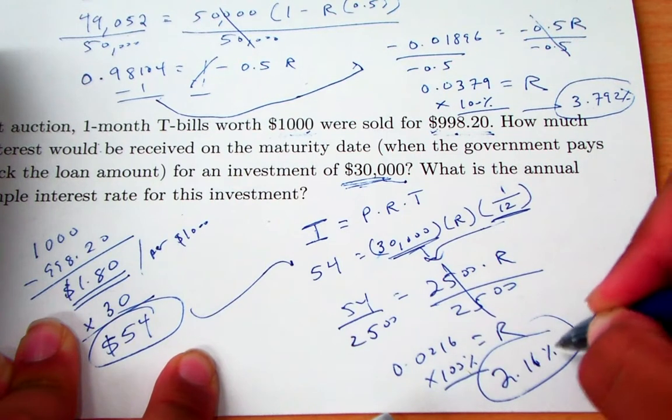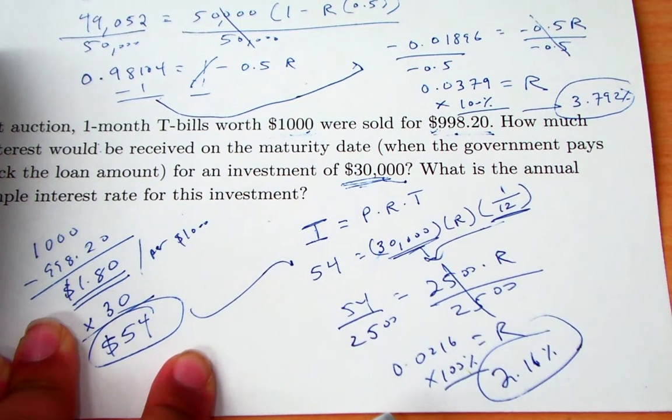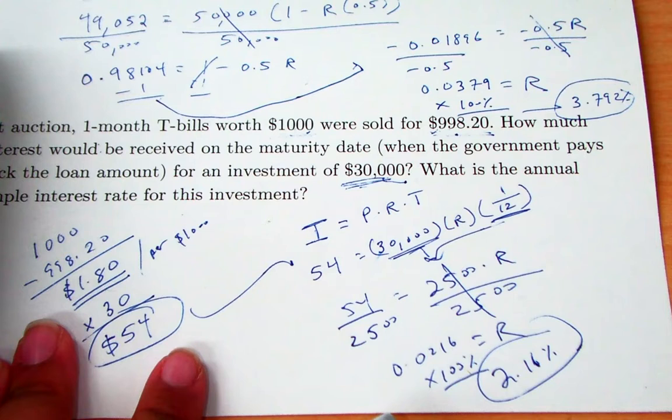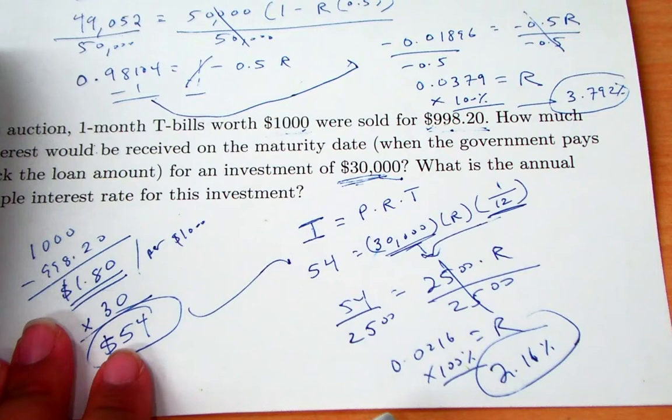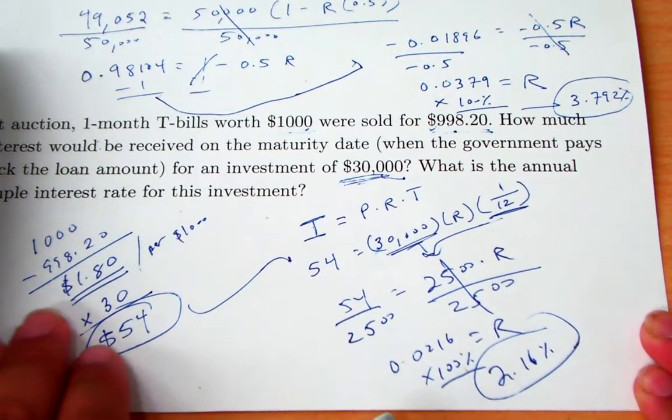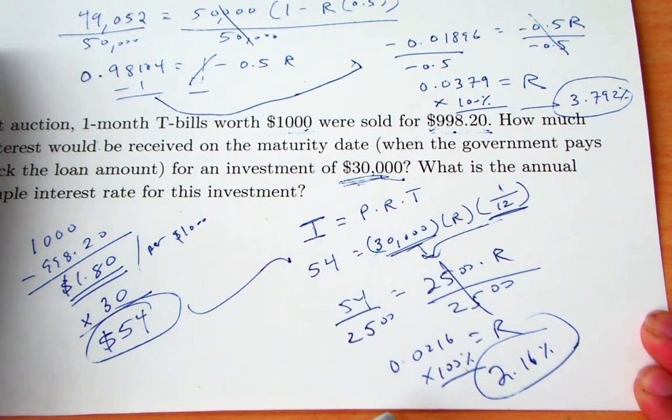Not a bad rate, just giving the government your money for a little while, they pay it back to you, and you earn 2% on top of that at an annualized rate. Right, so this is only for a month, keep in mind. Alrighty, so a couple examples there. Hopefully, some of the homework problems you have trouble with, this will clarify those. Hope this helps.